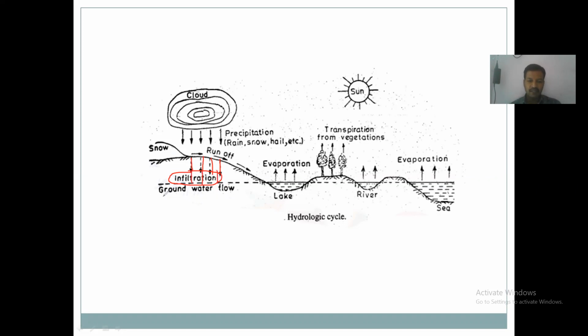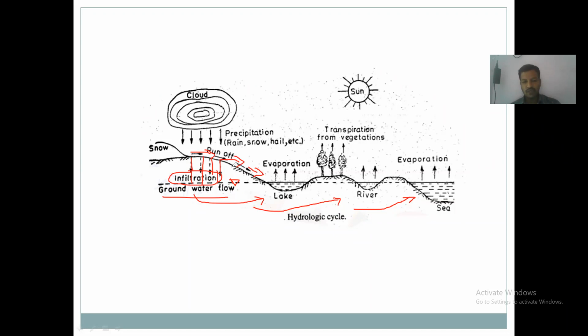The groundwater table is the level of groundwater. After this water joins the groundwater, where does it flow? Towards the lake, the river, or the sea, that water will flow. The excess water, if there is more water, where will the extra water flow? On the ground. It will flow on the surface of the earth. On the ground surface, it will flow as runoff. Excess water will flow on the ground surface.